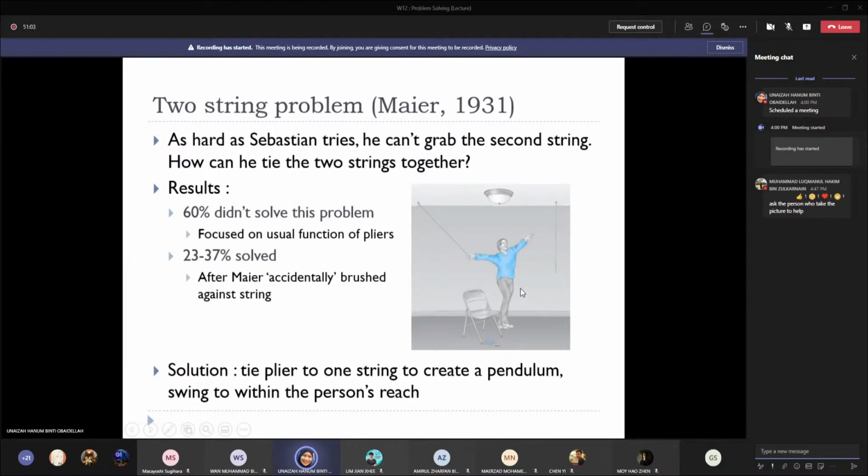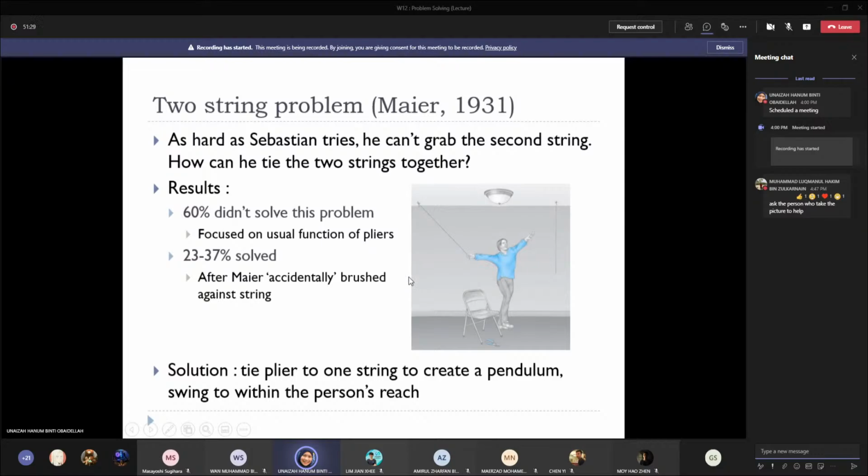And of course, when it creates a pendulum, you know what a pendulum is, right? The further the power, the further it will go, and you have enough time to catch the other one. When it comes back to you, you can actually get one from the scissors, and then eventually let go of the plier or scissors, and then you can tie.